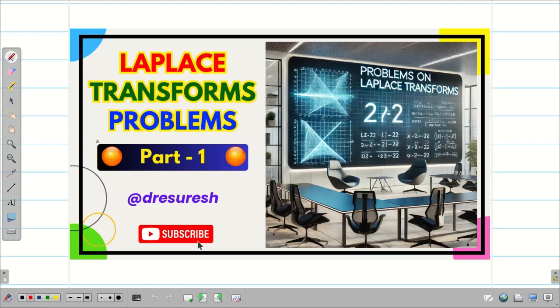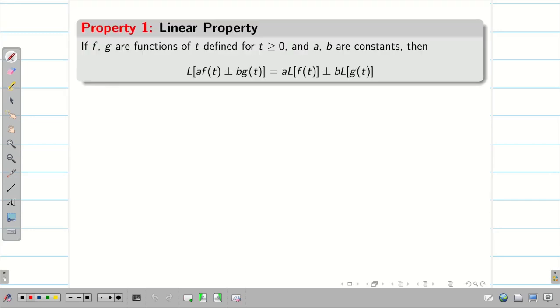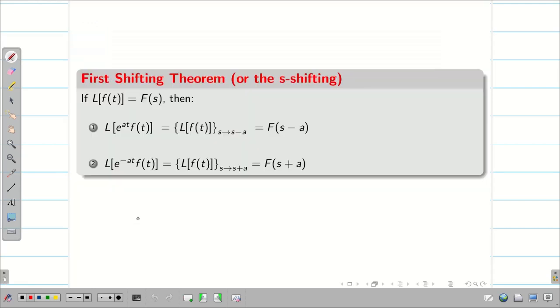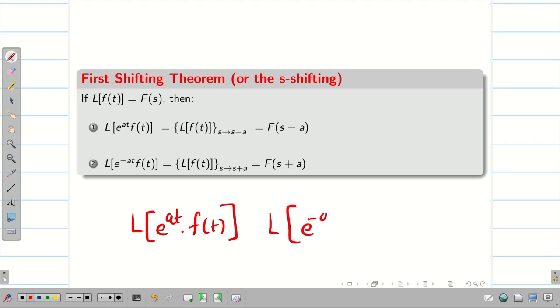Regarding the problem solving session, in the part 1 video we used to solve problems using linear property, and in the part 2 video we introduced first shifting theorem and how to solve problems based on it. That is, whenever the problem consists of L of e power at into f of t or L of e power minus at into f of t.